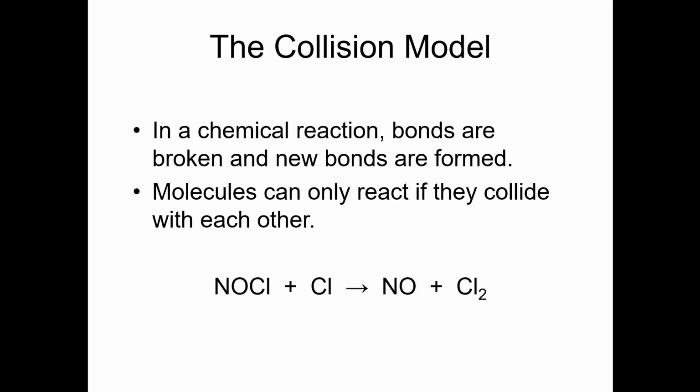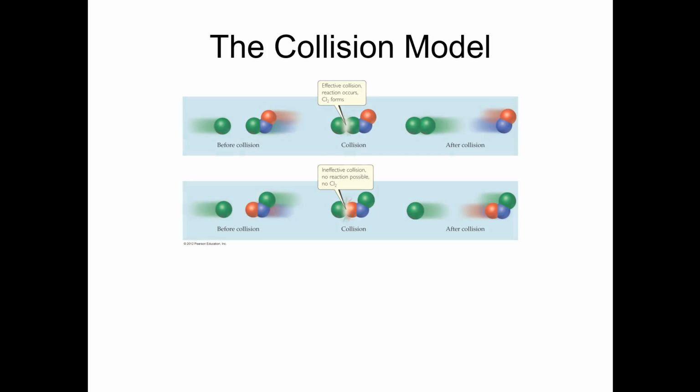Let's take a look at an elementary step. It's actually on the next slide, but I've written it out for you here, in which a molecule of NOCl collides with a chlorine atom, which is not a stable intermediate. So this would be the second or third step in some mechanism. It's an elementary step that gives a molecule of NO plus a molecule of Cl2. Here's an example of what would result in a successful collision.